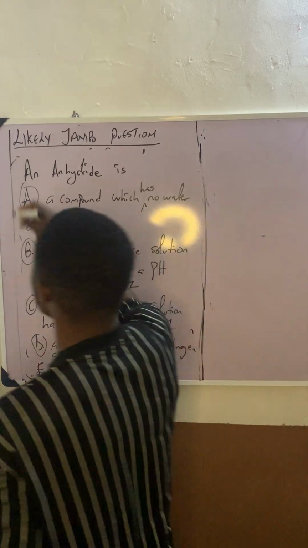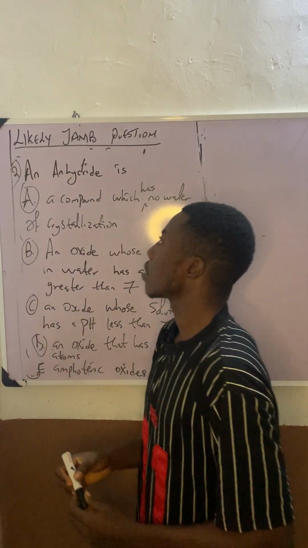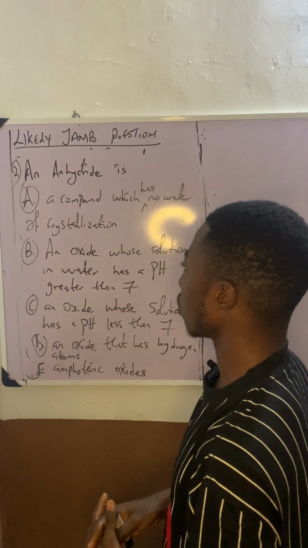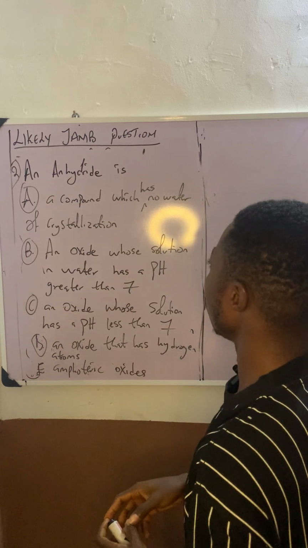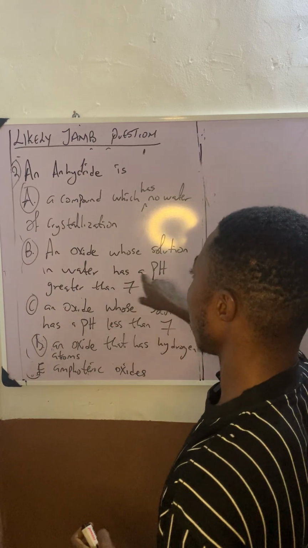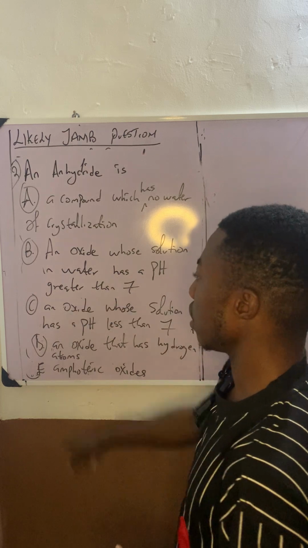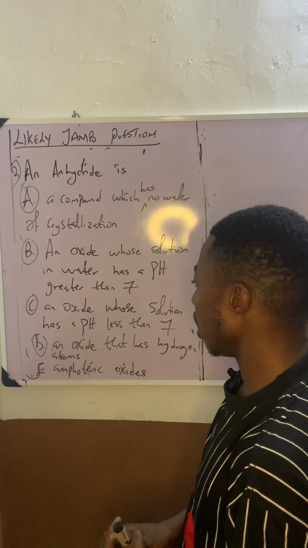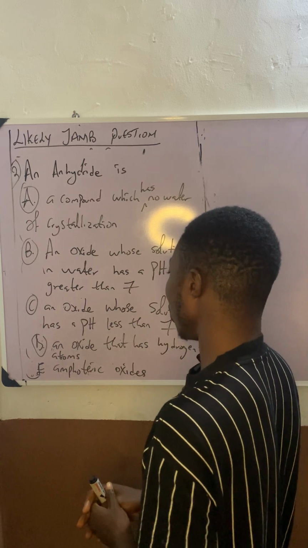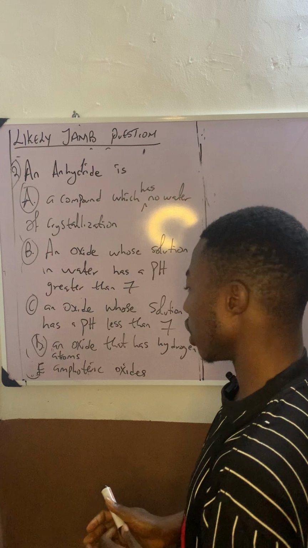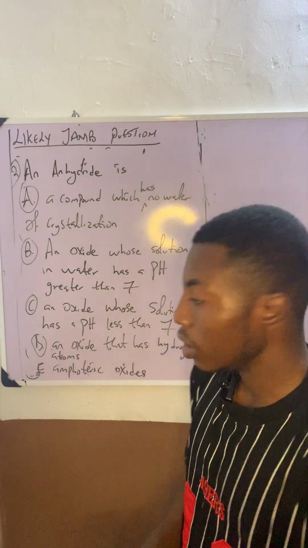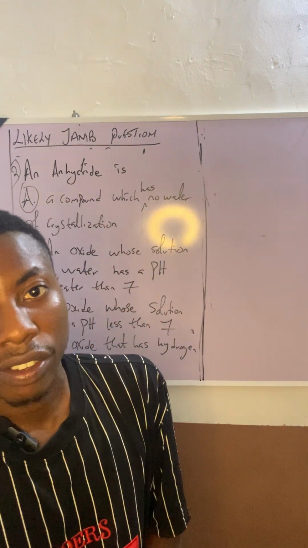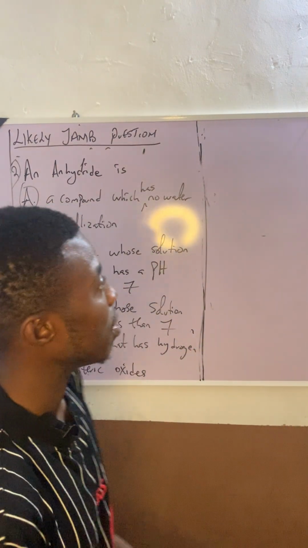So for number two question, this is our number two. It says an anhydride is a compound which: A, has no water of crystallization; B, an oxide whose solution in water has a pH greater than 7; C, an oxide whose solution has a pH less than 7; D, an oxide that has hydrogen atoms; E, amphoteric oxides. Okay, now, how would I start? Would I start with explaining this concept first before we go to the question? Now, let me explain this concept.